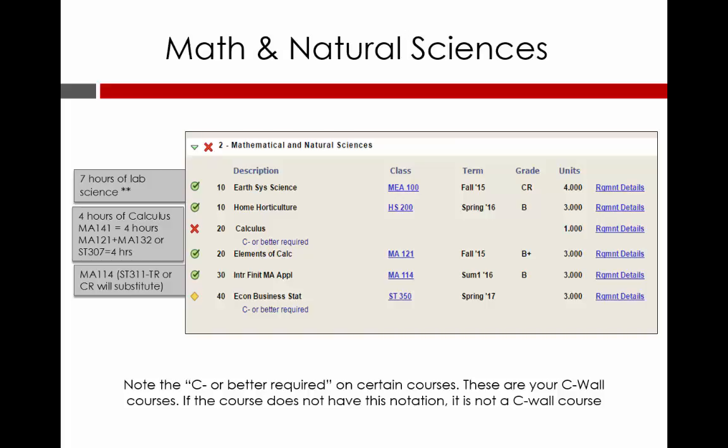The second math requirement is finite math, which appears in the 30 position. This can also be met by scoring a 3 or better on the AP Statistics exam or by transferring in ST 311. If you have done this, your advisor should move the credit for ST 311 into the finite math position. Finally, in the 40 position is Econ and Business Statistics, which is Business 350 or ST 350. Previous AP Statistics credit or ST 311 will not meet this requirement.